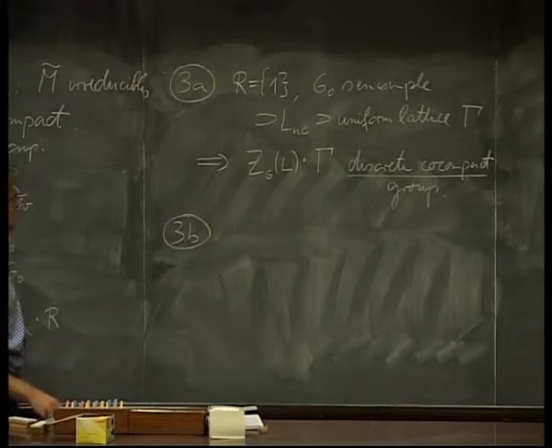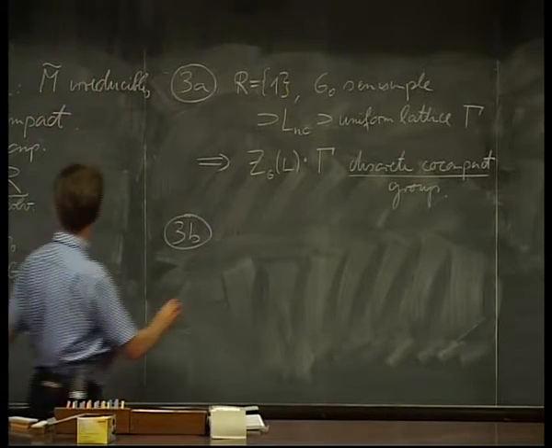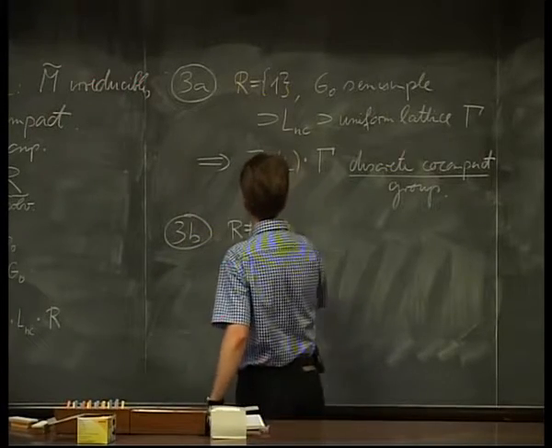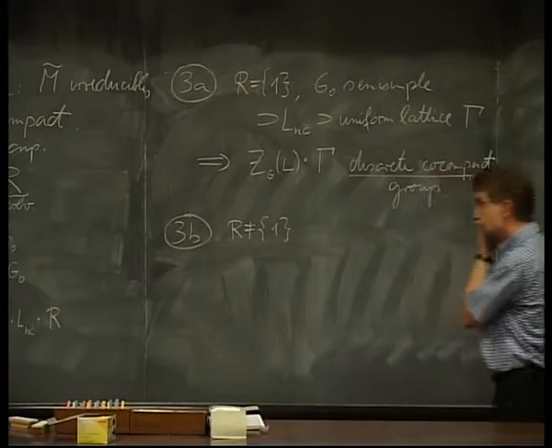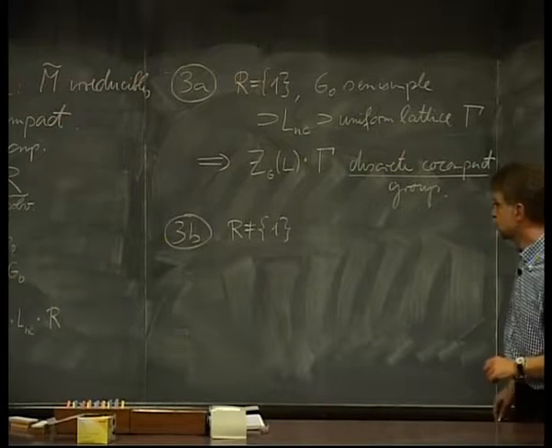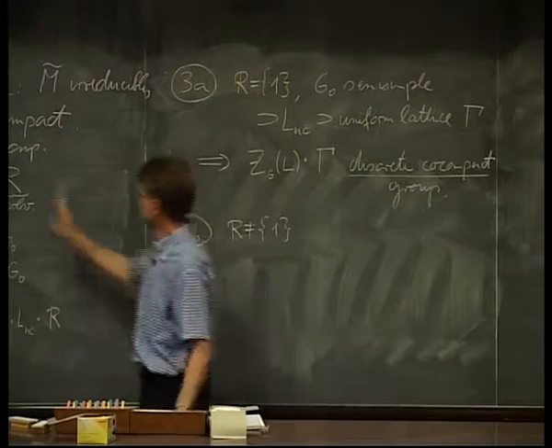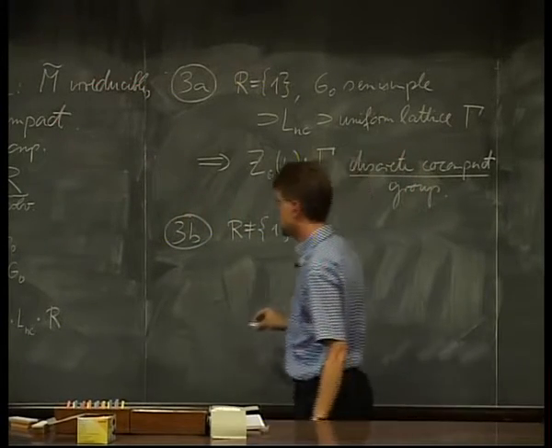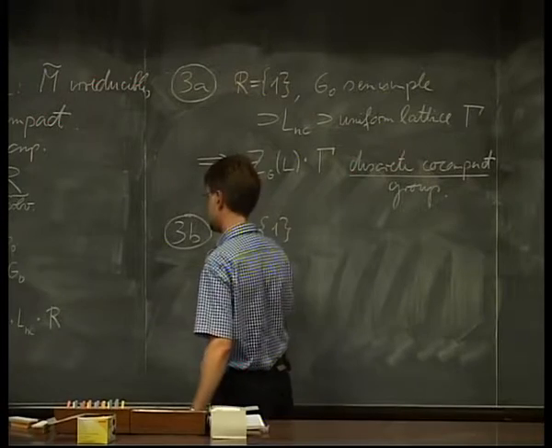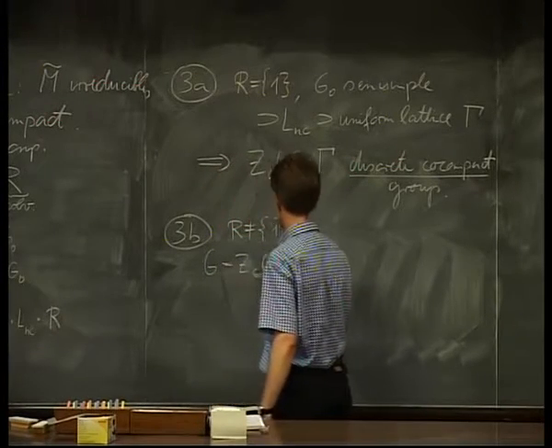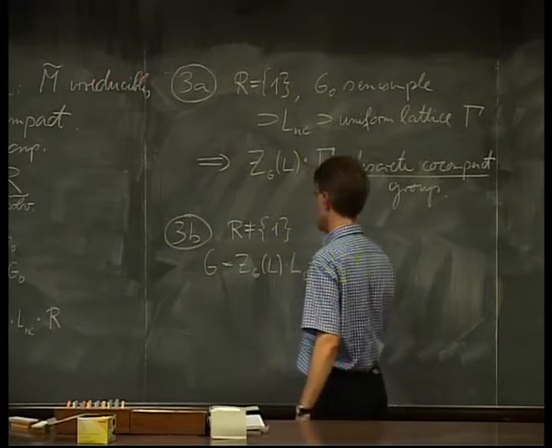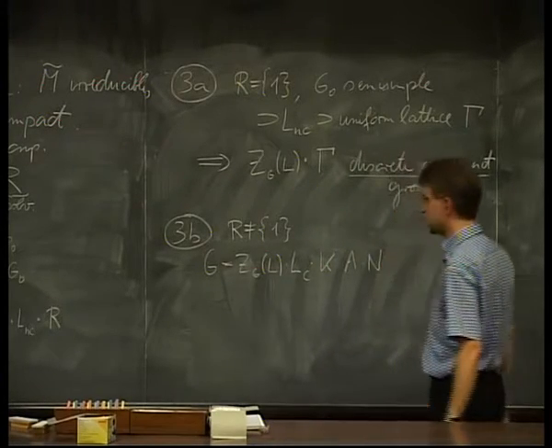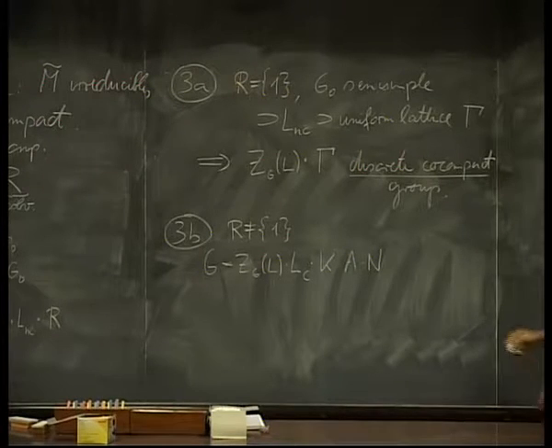And now, the second case would be we can't get rid of the solvable normal subgroup. So in this case, we would have to decompose further. In fact, we would choose the above mentioned Iwasawa decomposition of the non-compact semi-simple group.